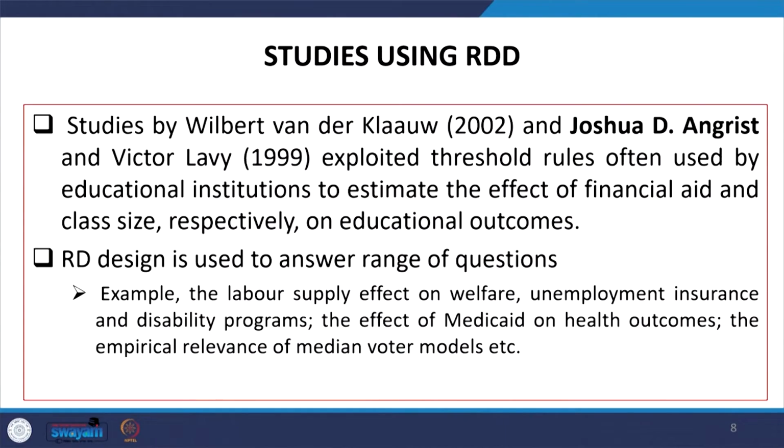Now, we are citing studies that use RDD, regression discontinuity design, like Angrist and Lavy 1999 and Joshua Angrist. Angrist is quite famous in this particular approach. They exploited threshold rules often used by educational institutions to estimate the effect of financial aid and class size respectively on educational outcomes. RD design is used to answer a range of questions, for example, the labor supply effect of welfare, unemployment insurance and disability programs, the effect of Medicaid on health outcomes, and the empirical relevance of median voter models, etc.